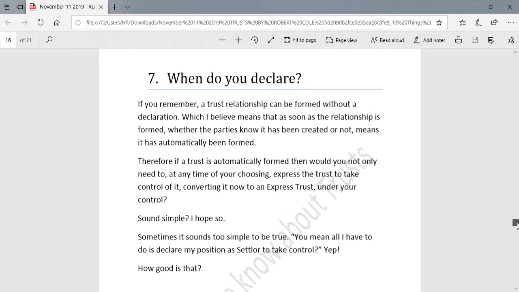7. When do you declare? If you remember, a trust relationship can be formed without a declaration, which I believe means that as soon as a relationship is formed, whether the parties know it has been created or not, it has automatically been formed. Therefore, if a trust is automatically formed, then you would only need to, at any time of your choosing, express the trust to take control of it, converting it now to an express trust under your control. Sounds simple? I hope so. Sometimes it sounds too simple to be true. You mean all I have to do is declare my position as settlor to take control? Yup. How good is that?